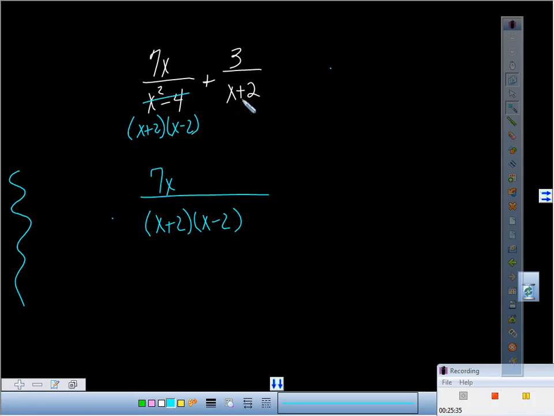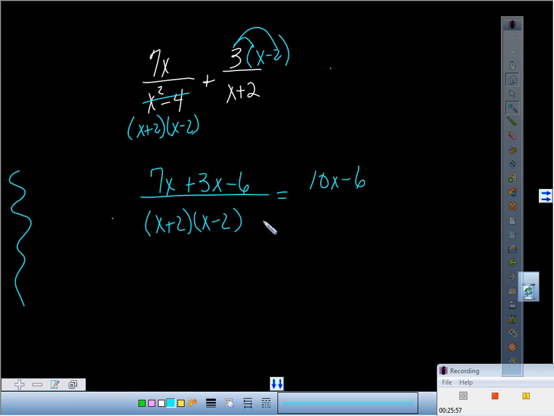What do I need to do to this denominator to make him look like this? So I'm going to multiply the top by x minus 2. And I put my visuals there so I don't make a careless mistake. What do you get? 3x minus 6. Very good. And then, what's 7x and 3x? 10x minus 6.